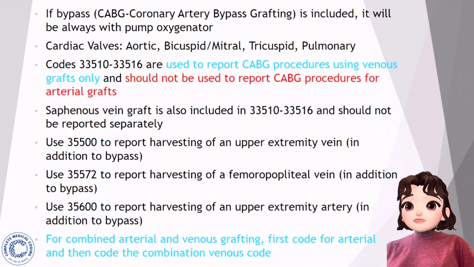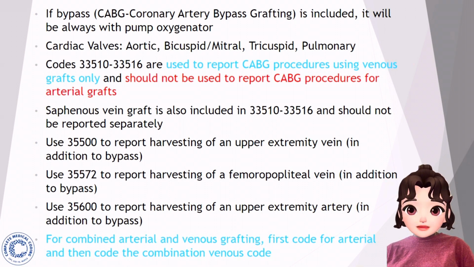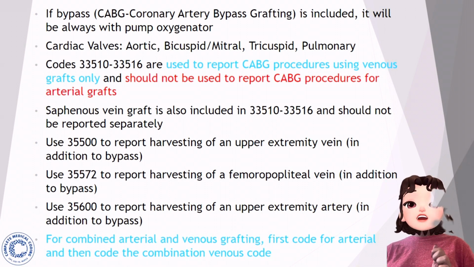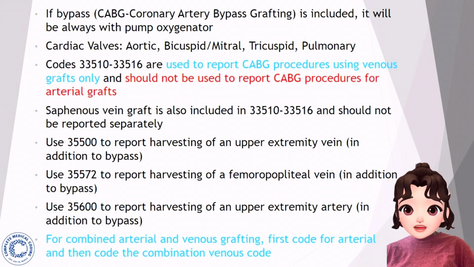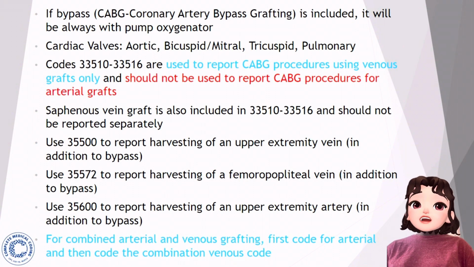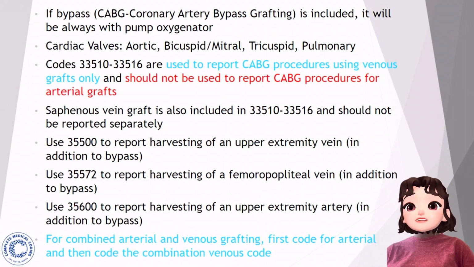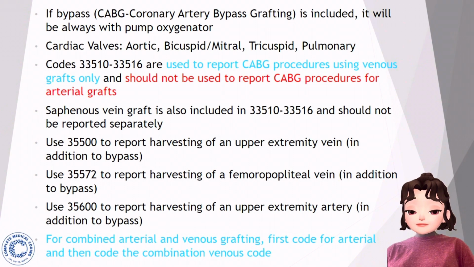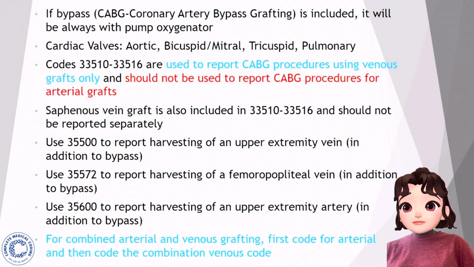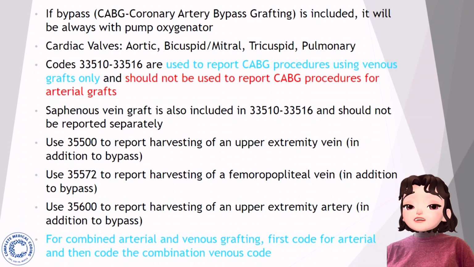Now, use 35500 to report harvesting of an upper extremity vein in addition to bypass. In addition to a bypass surgery, if there is a harvesting of an upper extremity vein, we need to use the code 35500 by default. And if it is an upper extremity artery in addition to bypass, then we need to use the code 35600. If it is a femoropopliteal vein, we need to use the code 35572. These are the 3 points mentioned here.